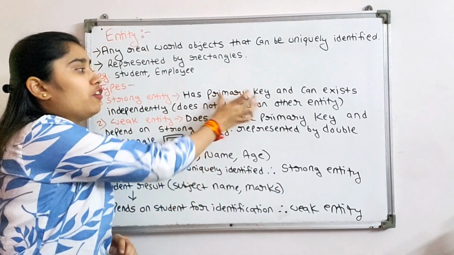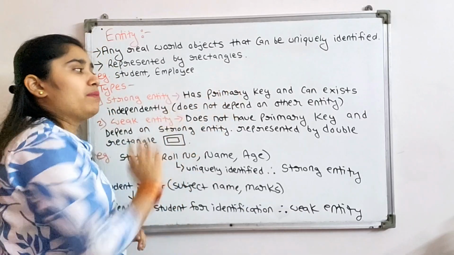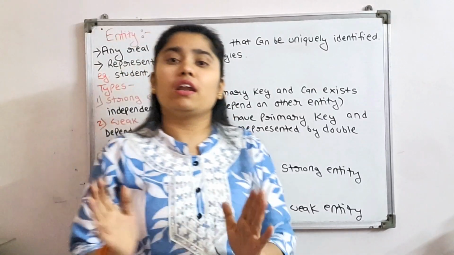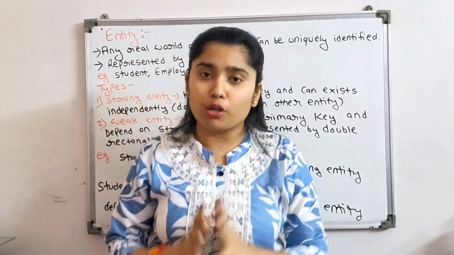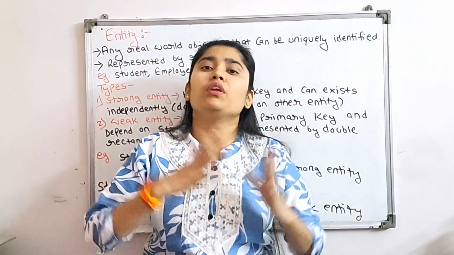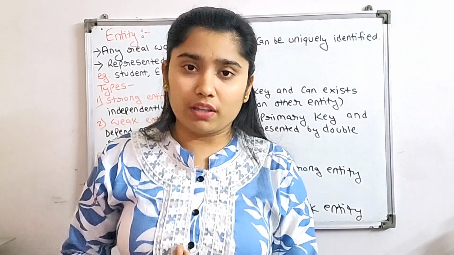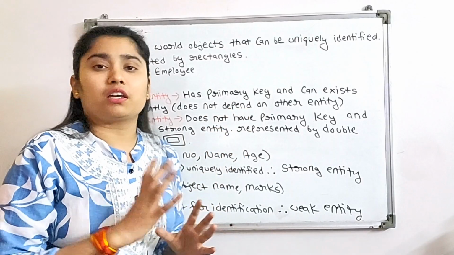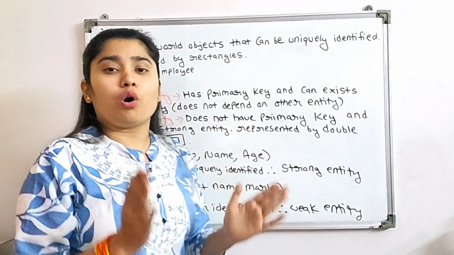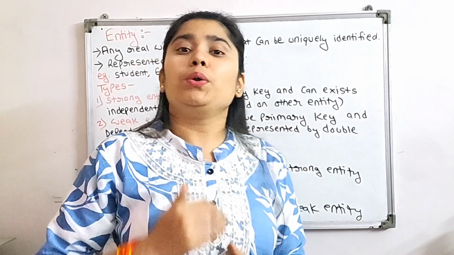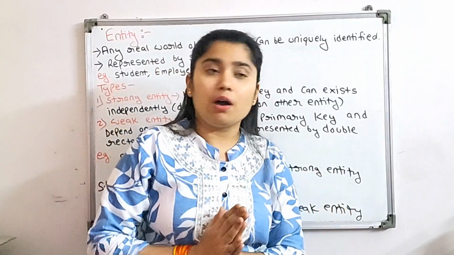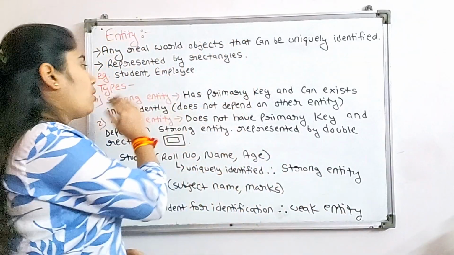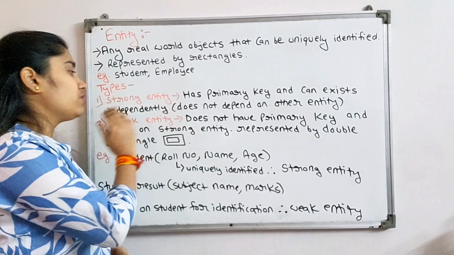Now what is the meaning of primary key? The primary key is the column, or the set of columns in a table, that uniquely identifies a row in the table. So I hope you are clear with the primary key also. This is all about the strong entity. Now what is the weak entity?